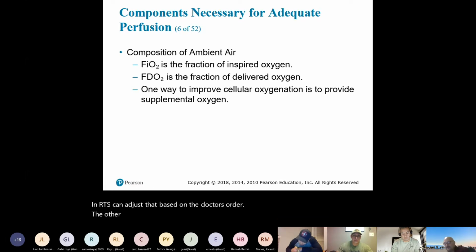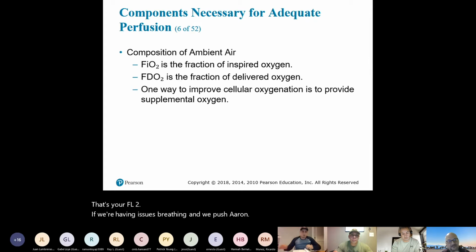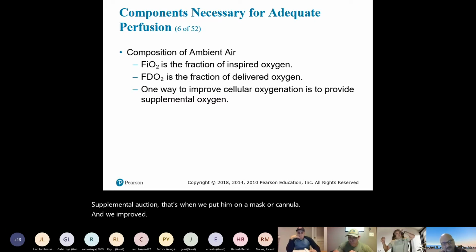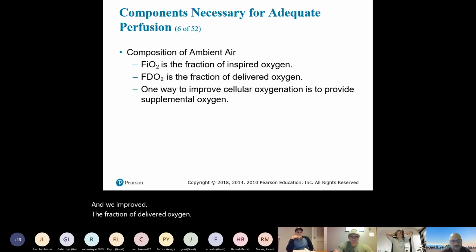The other term is FiO2, the fraction of delivered oxygen. So when we breathe normally, that's your FiO2. If we're having issues breathing and we push air in, then that's fraction of delivered oxygen. So if we have a decrease in the FiO2, we could give a patient supplemental oxygen. That's when we put them on a mask or a cannula. And we improve the fraction of delivered oxygen. We're raising up the oxygen levels.